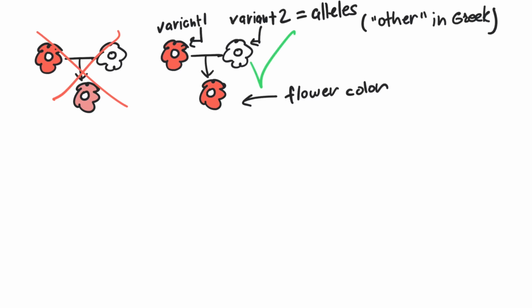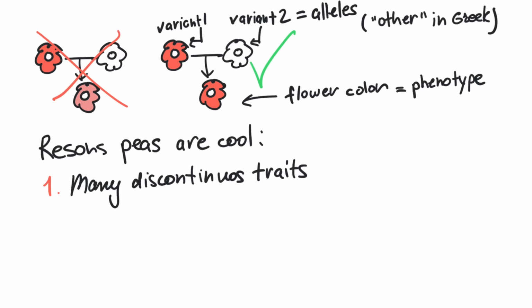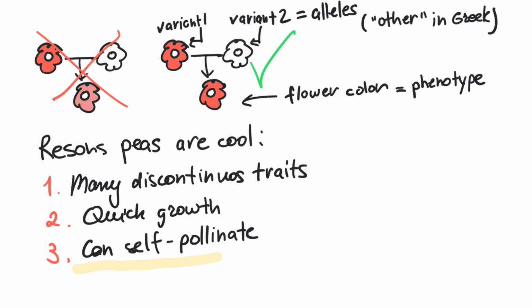Peas were selected due to the number of discontinuous traits they possessed, their quick growth to maturity, and last but not least, their ability to self-pollinate. This allowed Mendel to create pure breeds with stable traits.